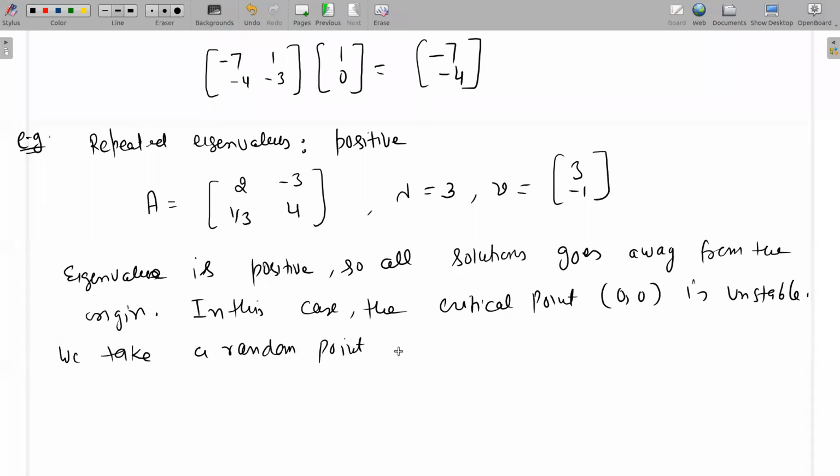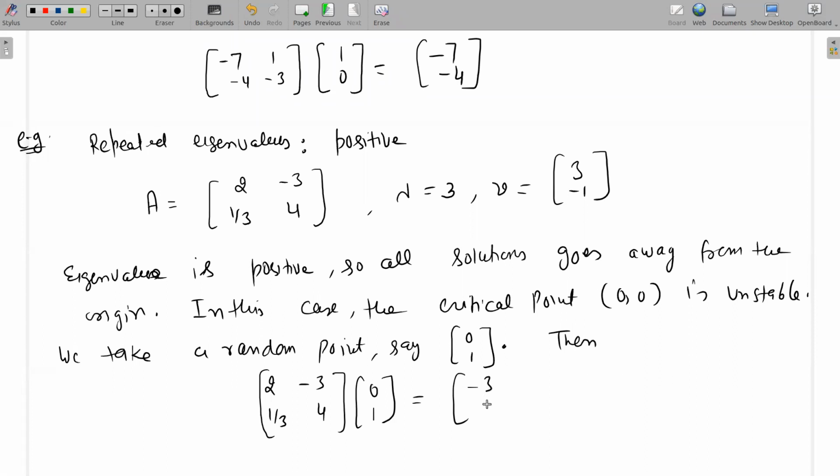You can take anything. Earlier I took (1, 0). Take say (0, 1). Then apply matrix A on this vector. So you got (-3, 4). So from the point (0, 1), we need to go towards (-3, 4), counterclockwise direction. So I'm sketching in the next figure. You will see.